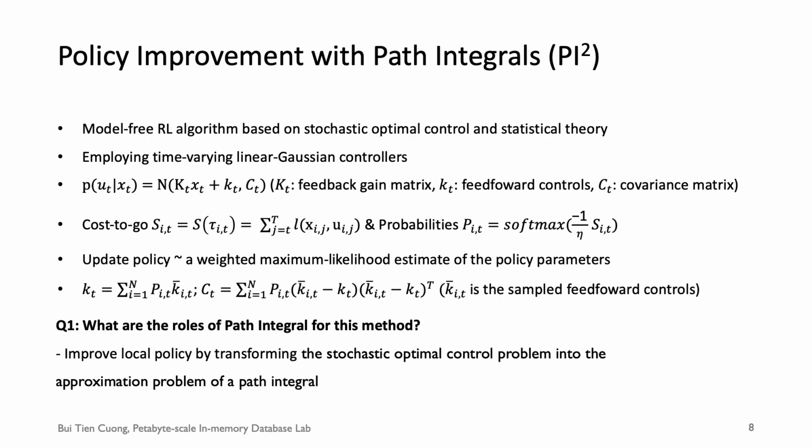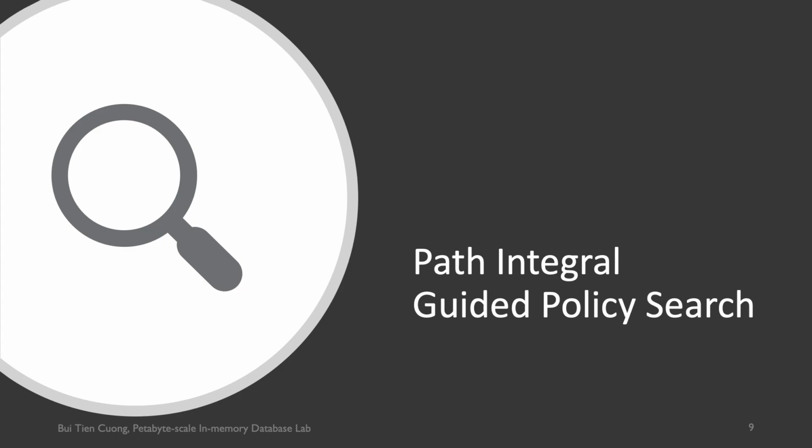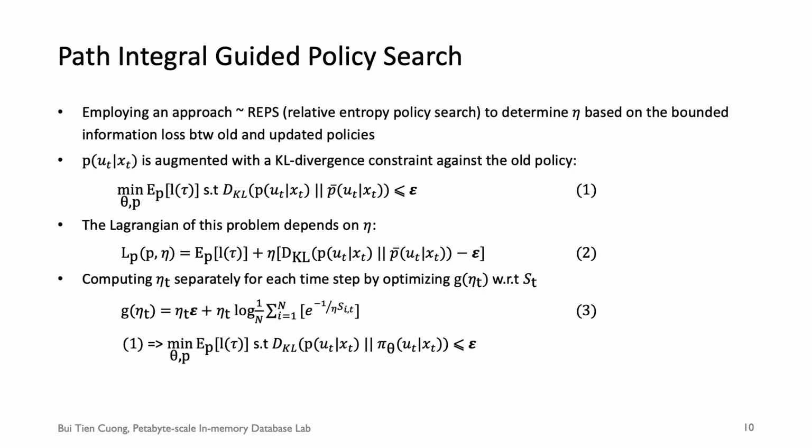Then we compute the cost to go S as the summation over the trajectory from the time step T. Probability P for each sample I and each time step T is computed using a softmax distribution over this formulation of S with a temperature term eta. After computing the new probability P, the policy is updated according to a weighted maximum likelihood estimate of policy parameters, which are the means and covariances of sample P forward control K bar of sample I at time step T as follows.